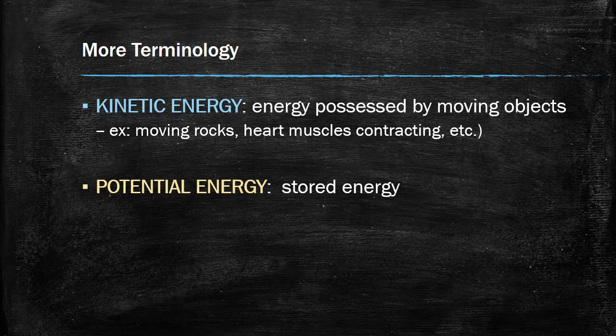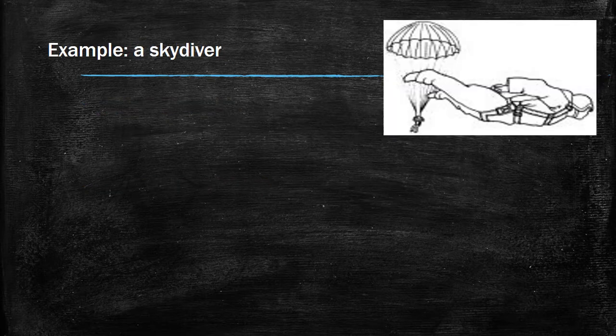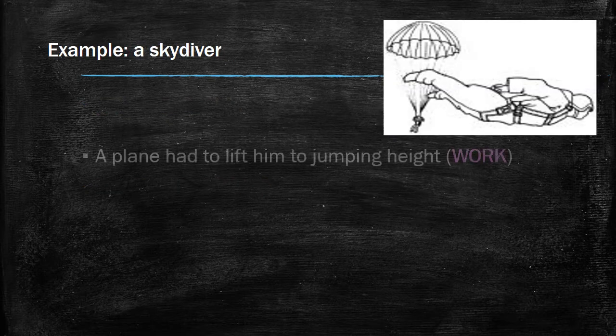Potential energy is the stored energy. So potential energy is just energy that has the ability to do work. It's not currently working, but it does have the ability to do work, so it has some stored energy within it. So for example, let's look at a skydiver. The skydiver had a plane, and the plane had to lift him up to a height that he could jump from. So that is the work portion of that. The plane had to do work in order to get him to a height that he could jump from.